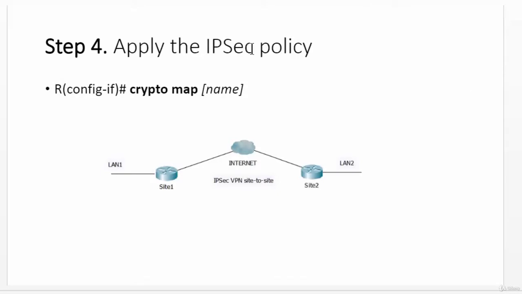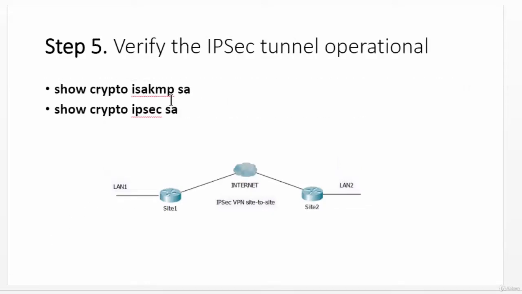Step 4. Apply the IPSec policy. To apply the crypto map, enter the interface configuration mode for the outbound interface and configure it using the crypto map command and enter the name. Step 5. Verify the IPSec tunnel is operational. We use two commands: show crypto isakmp sa and show crypto ipsec sa.